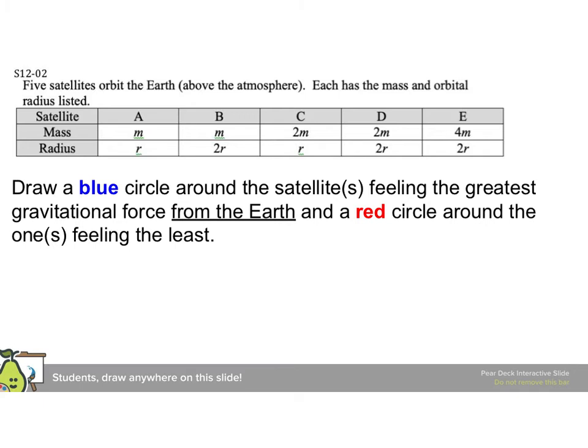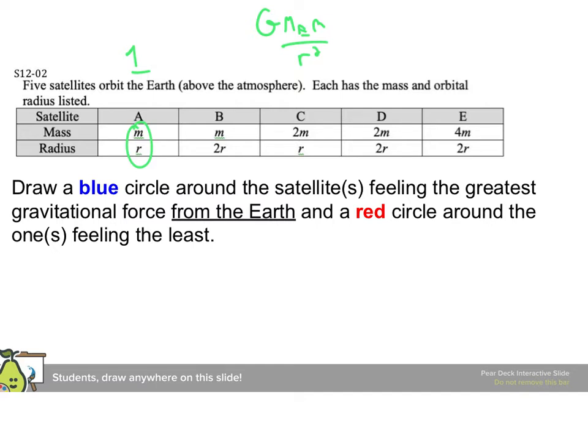All right, so 5 satellites orbit the Earth and outside the atmosphere. Each has the mass and orbital radius listed. Draw a blue circle around things that the satellite feels the greatest gravitational force, and a red circle around things that have the least. So if we look here, this is our standard, and therefore we'll call that 1. And our force, remember, is going to be G, mass of the Earth, mass of the object, over the distance squared. So that's 1 unit.